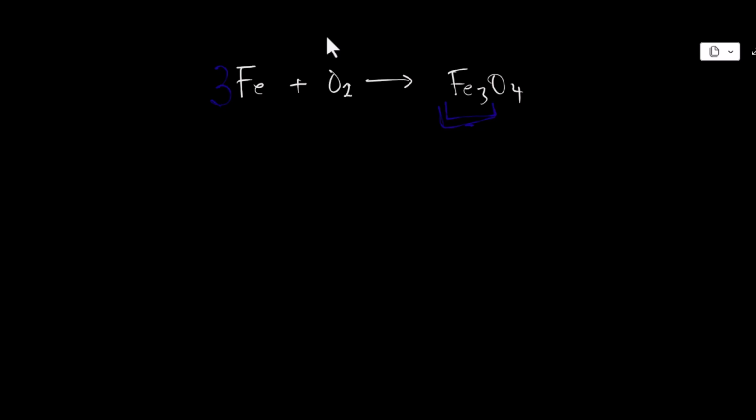Now it's left with the oxygen. For the oxygen, we have 4 atoms of oxygen on the right hand side, but 2 on the left hand side. So 4 divided by 2 gives us 2. So what we are going to do is put 2 in front of the O2 to balance the reaction. Now the balanced equation becomes 3Fe plus 2O2 giving us Fe3O4.